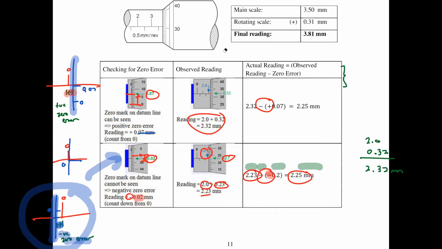Okay, but don't worry so much about the negative 0 error. This one is not tested in your syllabus. The ones that have always been tested in your syllabus are always positive 0 error. The calculations that involve 0 error for micrometer in your case will always be positive 0 error. They don't really test you on negative 0 error reading. So long as you are familiar with the first example, you should be fine. Right? So this one is one part.